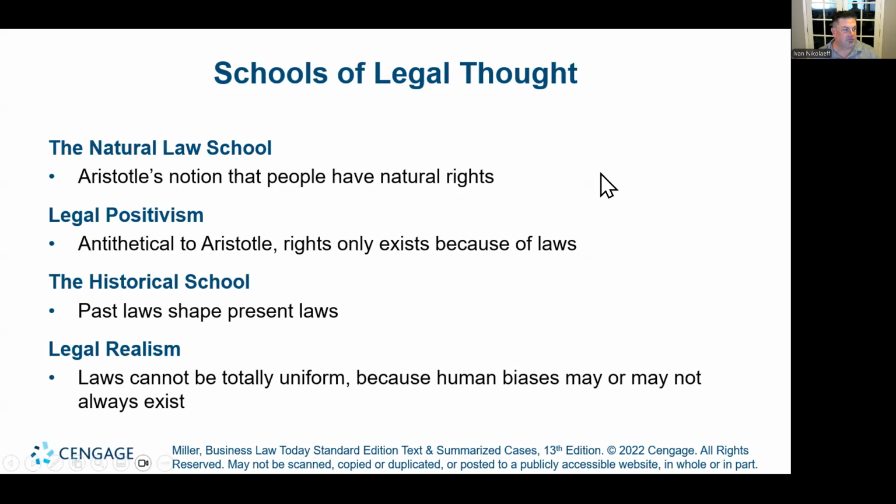So, some schools of thought on where law came from originally. There was the natural idea of law, the idea that Aristotle had, that people had natural rights. Then there was a movement called legal positivism, and this was the belief that rights only exist because of laws.